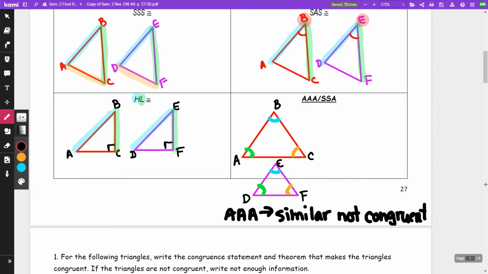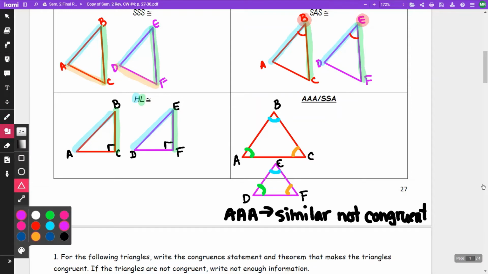Okay, and if I had a situation where I had side, side, angle, okay, side, side, angle. So let me get two triangles again.